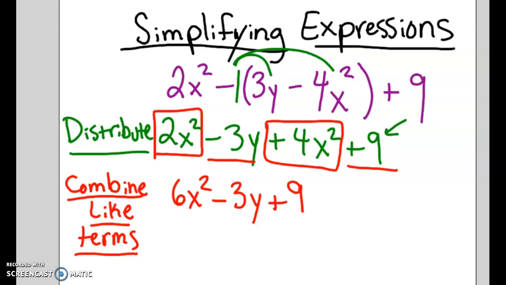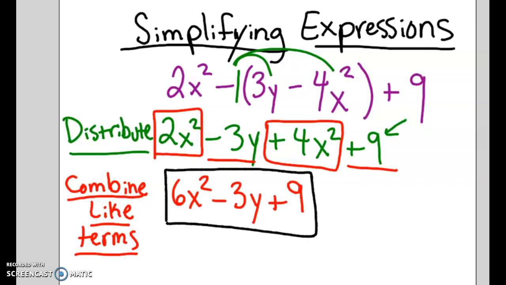How do we know our answer is our final answer? We make sure that there are no parentheses, and we make sure that none of those terms can be combined. So we have an x squared term, a y term, and a constant, none of which can be combined. Therefore, this is our final answer. So to recap, when you're simplifying expressions, we need to distribute, if necessary, when there are parentheses, and then once we've done that, combine any terms that are alike. That will help us to simplify expressions.